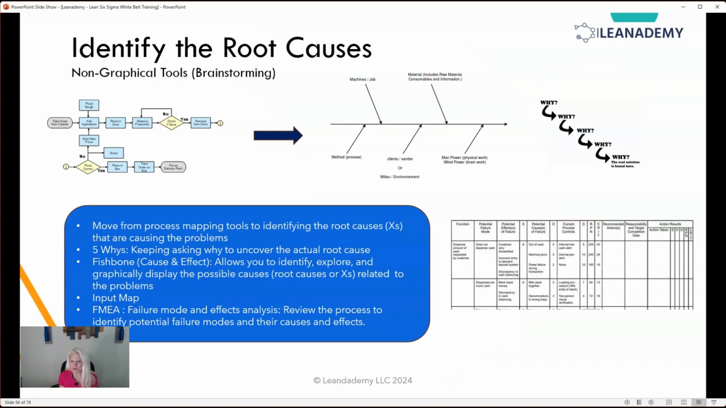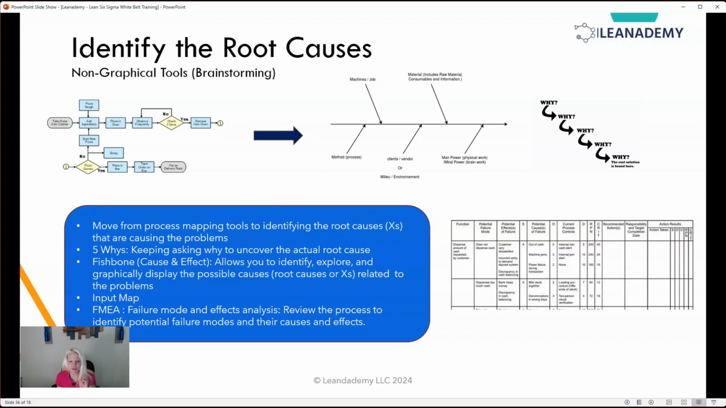And we use 5 whys where we keep asking why to uncover those actual root causes. A fishbone allows us to identify, explore, and graphically display the possible causes related to the problems. We also can use an input map. And here we can also use what we call FMEA, or failure mode effects analysis, where we review the process to identify the potential failure modes and their causes and effects.